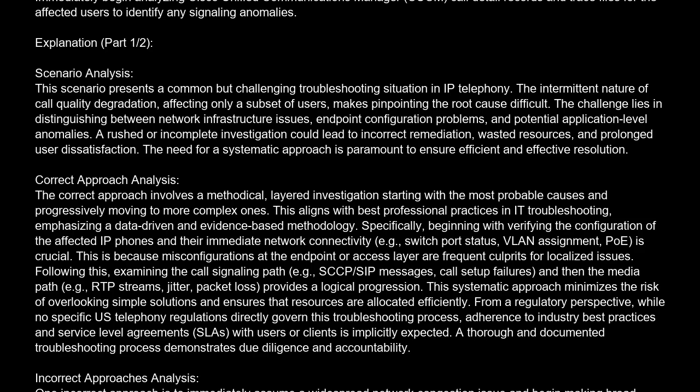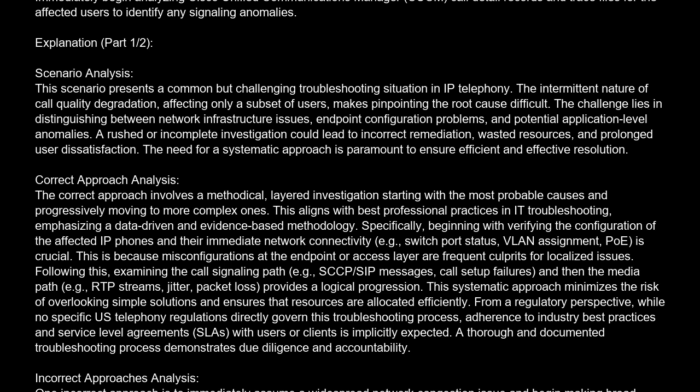Following this, examining the call signaling path, e.g., SCCP/SIP messages, call setup failures, and then the media path, e.g., RTP streams, jitter, packet loss, provides a logical progression. This systematic approach minimizes the risk of overlooking simple solutions and ensures that resources are allocated efficiently. From a regulatory perspective, while no specific U.S. telephony regulations directly govern this troubleshooting process, adherence to industry best practices and service-level agreements, SLAs, with users or clients is implicitly expected. A thorough and documented troubleshooting process demonstrates due diligence and accountability.